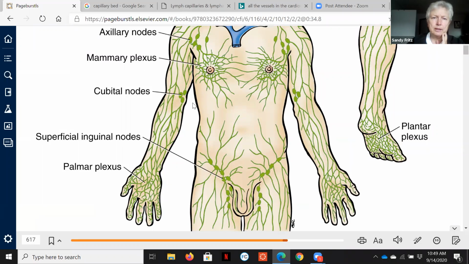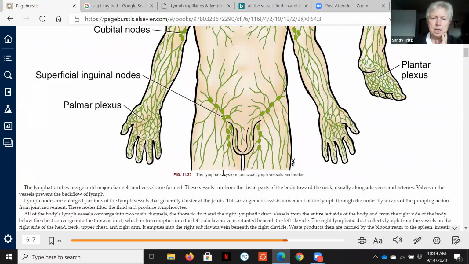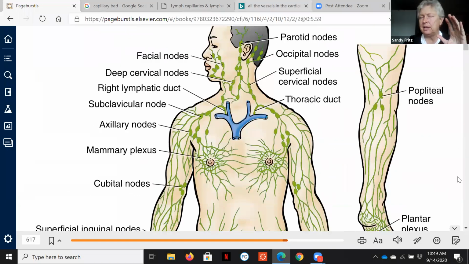So the nodal areas, the filtering stations, especially in the limb area, are where the joints are located, because that's part of this pumping action. And then places where we would have a lot of intrinsic squeezing anyway, a lot of pressure and let go, pressure and let go. There are like pumping stations there too for the lymphatics. And so that's the palm of the hands and the bottom of the feet.